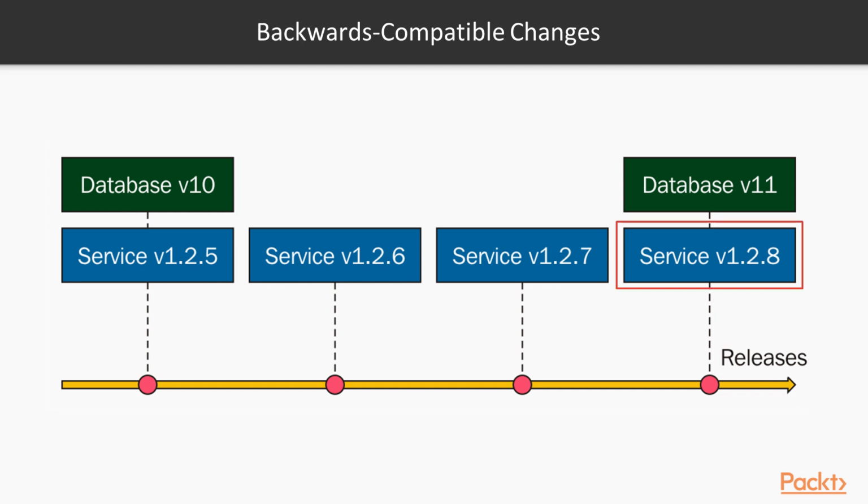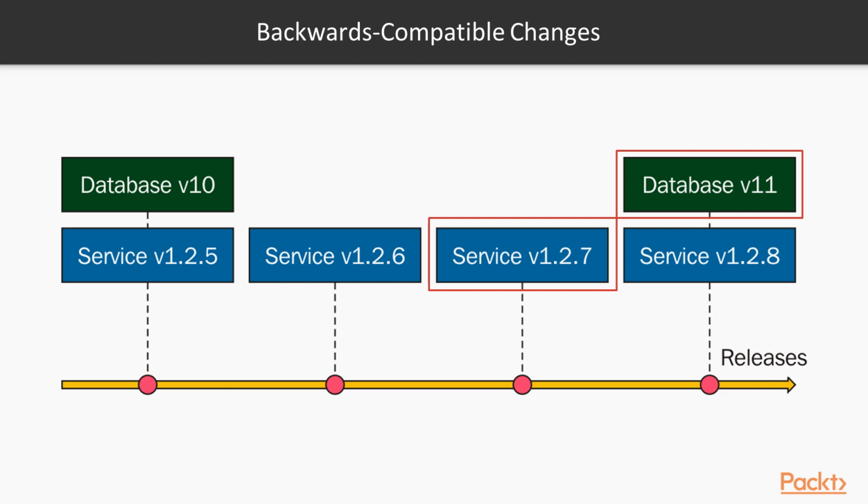If we need to roll back the service v1.2.8 release, then we deploy service v1.2.7, and there is no need to do anything with the database. Database migrations are not reversible, so we keep database v11. Since the schema update is backward compatible, service v1.2.7 works perfectly fine with database v11. The same applies if we need to roll back the service to v1.2.6 and so on.